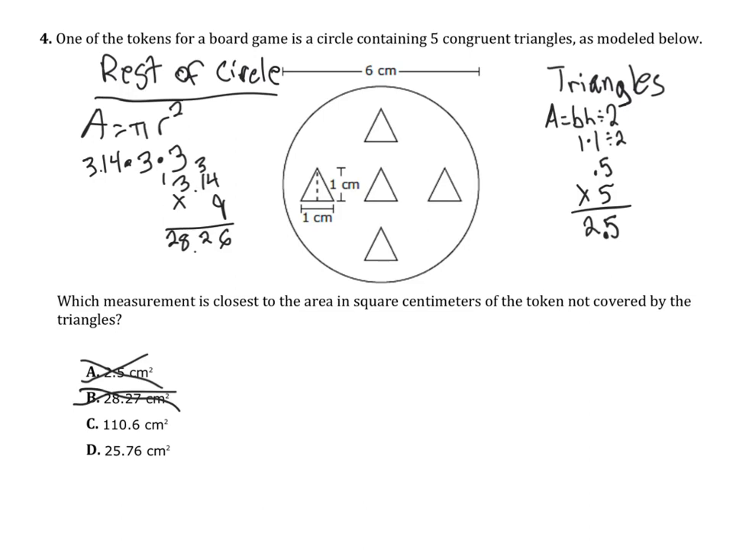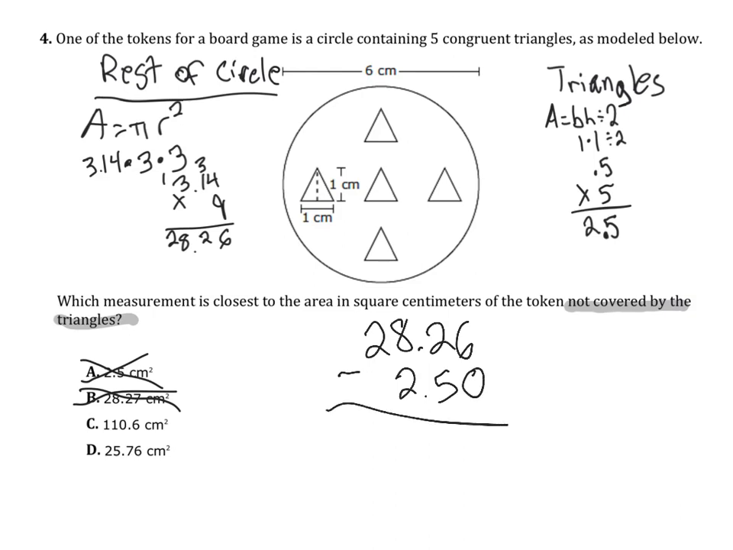So in the problem, it says of the token not covered by the triangles. So we want to know the entire circle without the triangles. So we do 28.26. We're going to subtract 2.5. We have to add a 0 for place value. 6 minus 0, 6. 2 minus 5 we can't do, so we have to borrow. This becomes 12. This becomes 7.